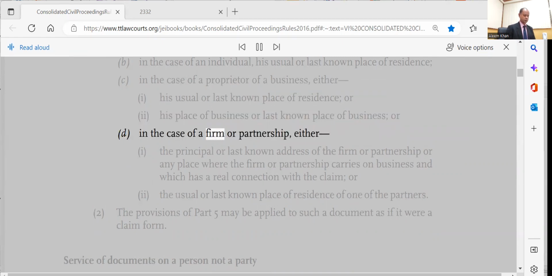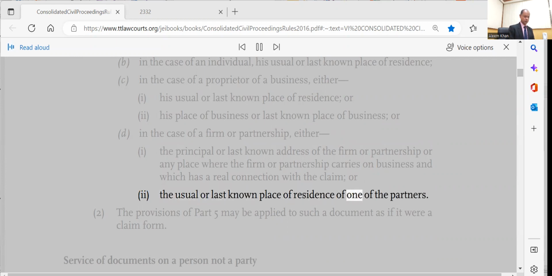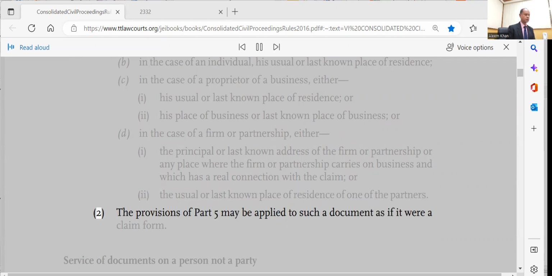(d) in the case of a firm or partnership, either (1) the principal or last known address of the firm or partnership, or any place where the firm or partnership carries on business and which has a real connection with the claim, or (2) the usual or last known place of residence of one of the partners. (2) The provisions of Part 5 may be applied to such a document as if it were a claim form.